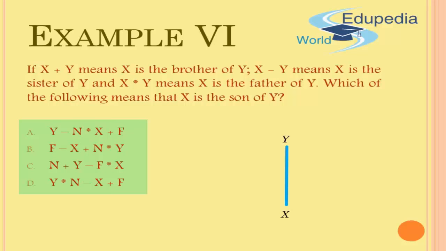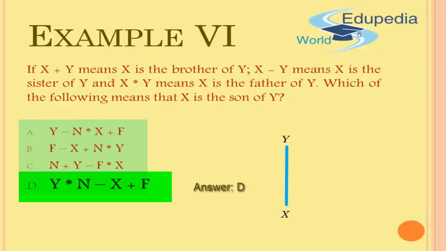N minus x, so n is the sister of x, so n is female. And x plus f means x is the brother of f, so x is male. So x is y's son, because he is male. If x was female, then I would say daughter. So n is the daughter of y and x is the son of y. We don't know the gender of f. F may be male or female. So option D will be the correct answer. Y asterisk n minus x plus f.